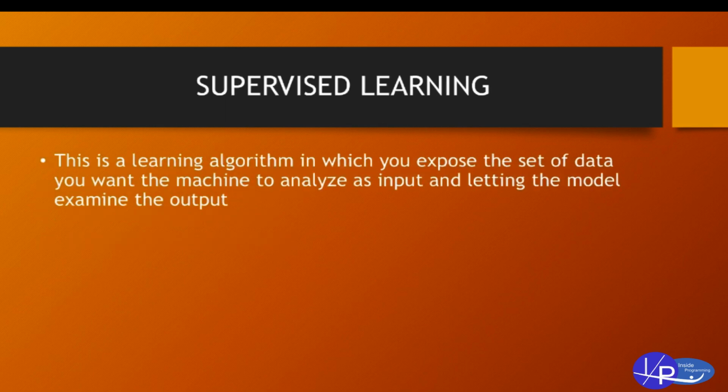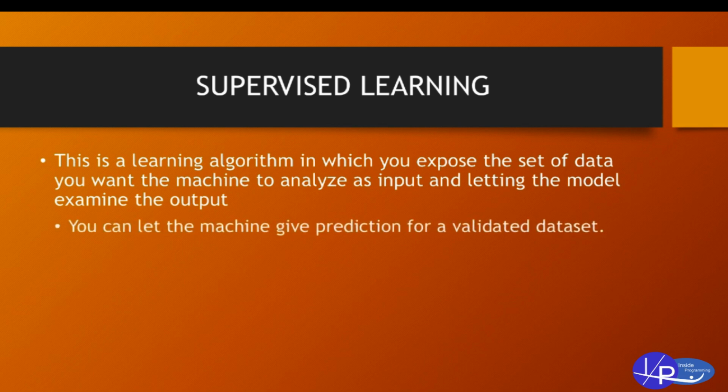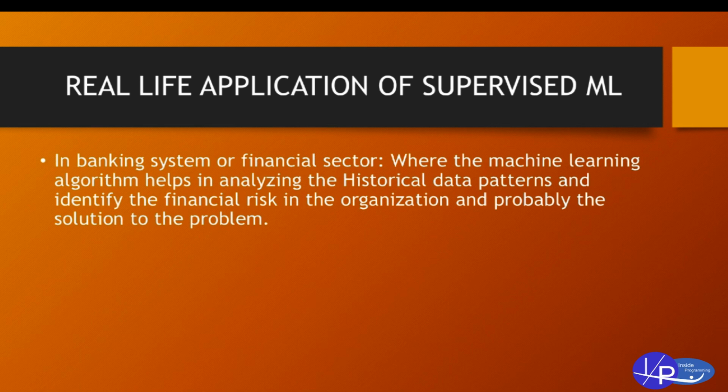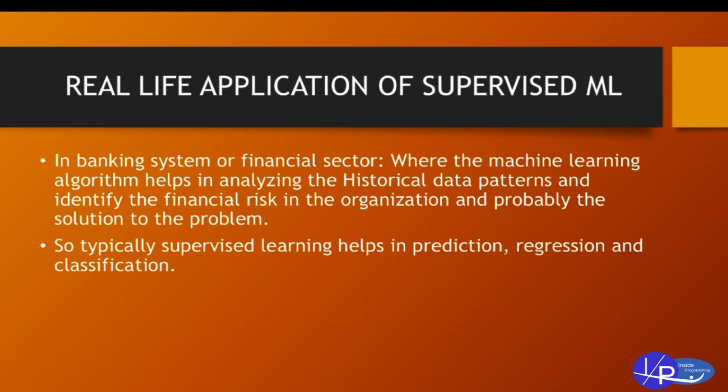So, supervised learning. This is a learning algorithm in which you expose the set of data you want the machine to analyze as input and let the model examine the output. So you can let the machine give predictions for a validated data set. A real-life application of supervised machine learning is in the banking system or financial sector, where the machine learning algorithm helps in analyzing historical data patterns and identifying the financial risk in the organization. So, supervised learning helps in prediction, regression, and classification.